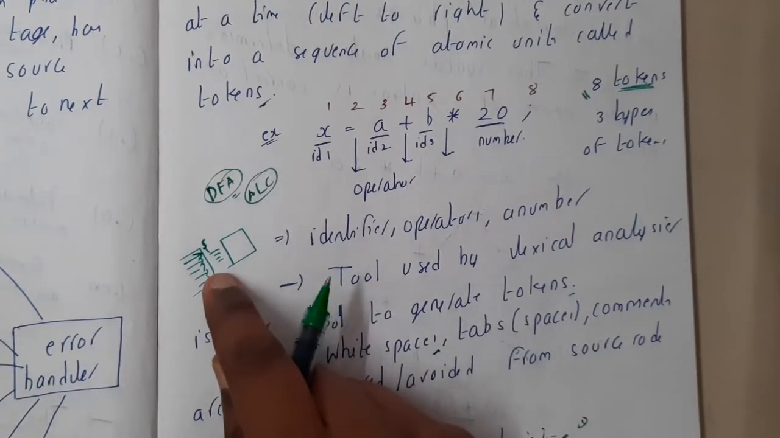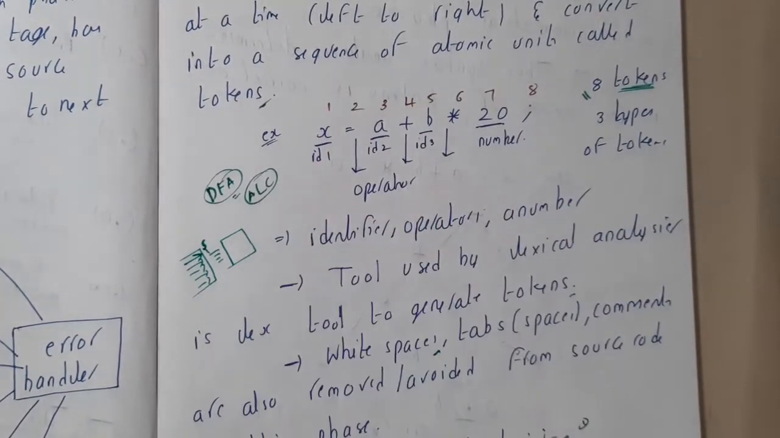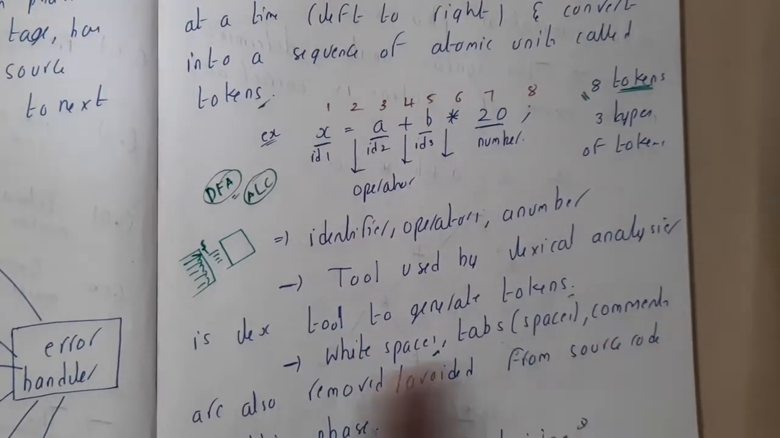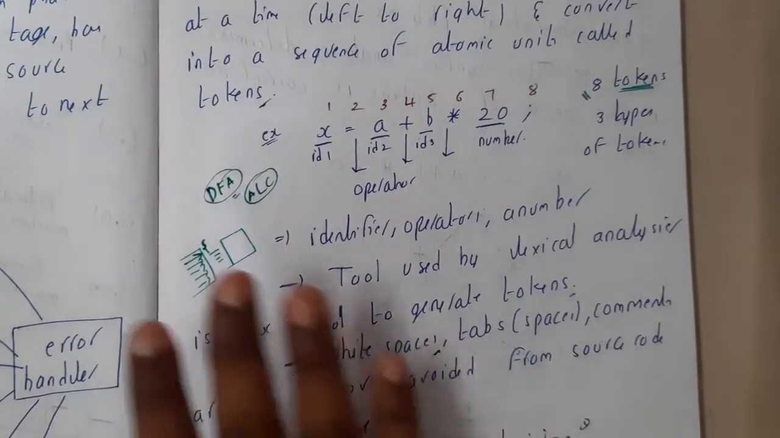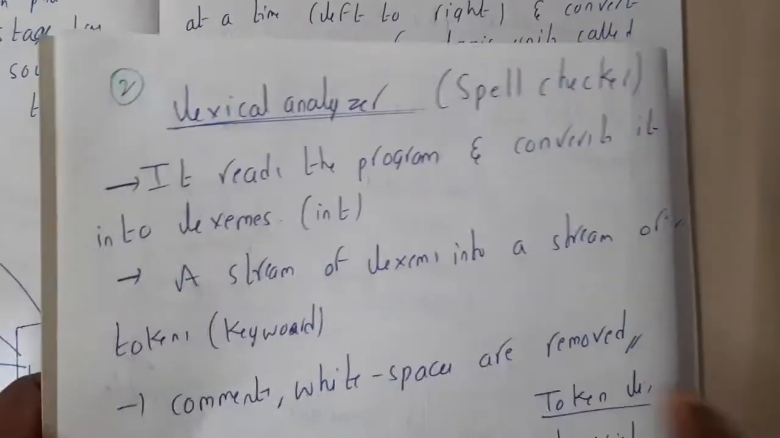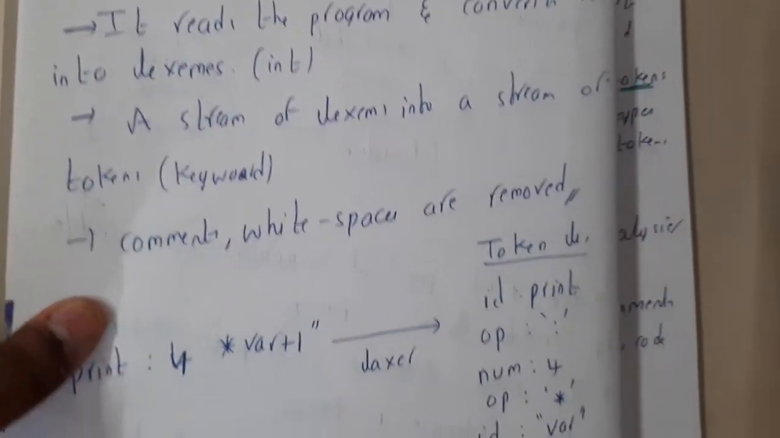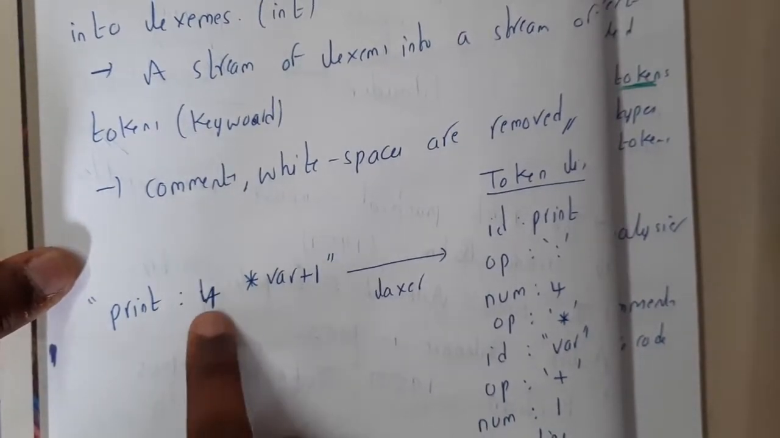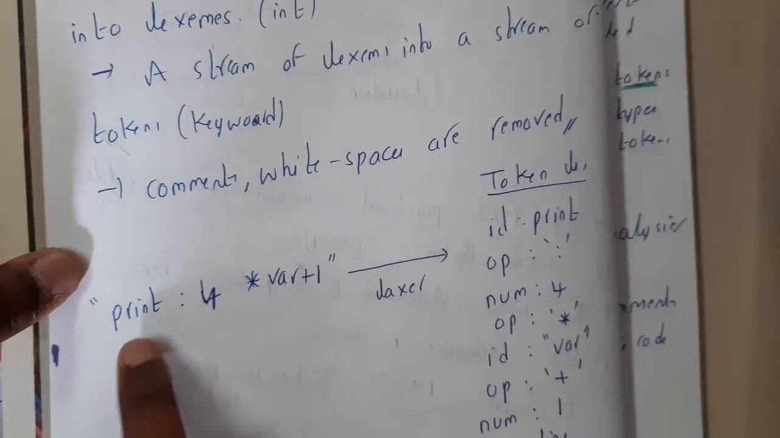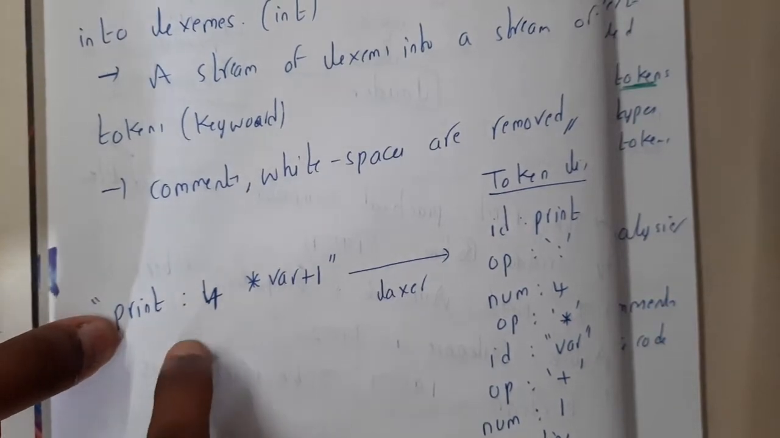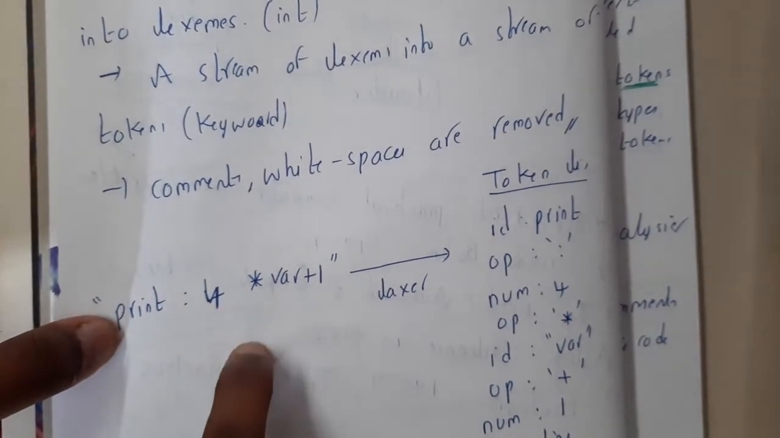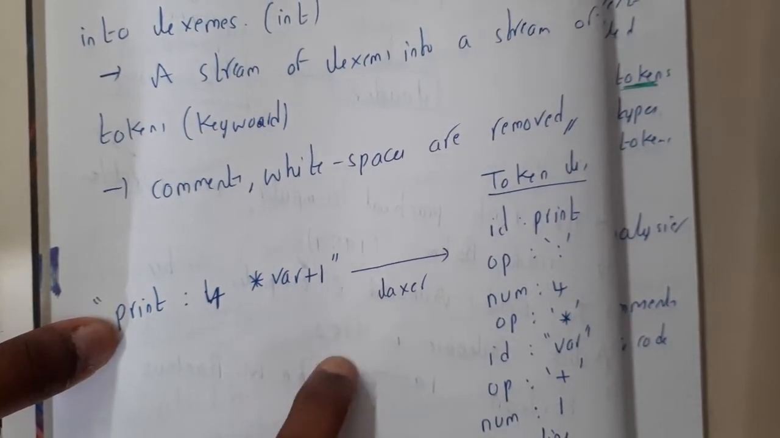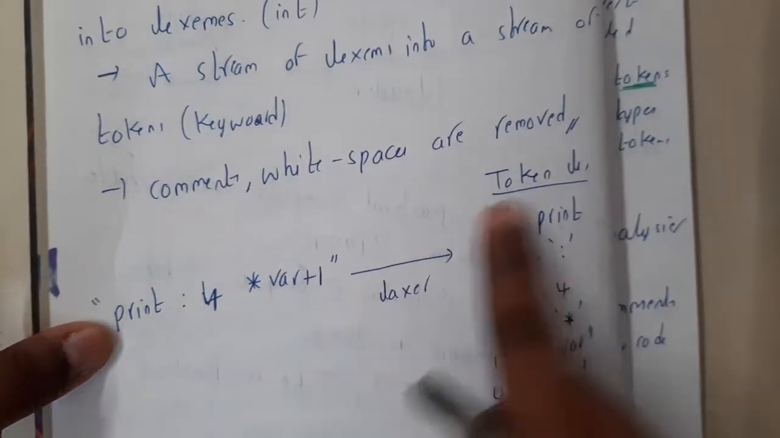Does a compiler need to understand it? No, it just wants the code in zeros and ones. So we are going to remove it, and similarly the tab spaces and the comments, whatever we are writing. All those things will be removed here. That is the same thing written here also. Here I took an example, print colon 4 star var plus 1. Print is one item, colon is one item, 4 is one item, star is one item, var is one item, plus is one item, 1 is one item. In that way we have divided.